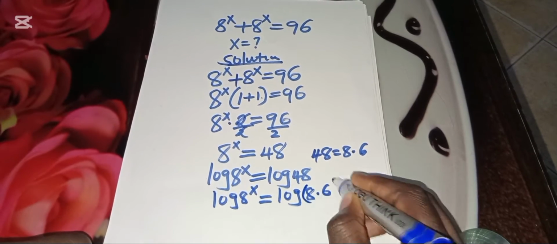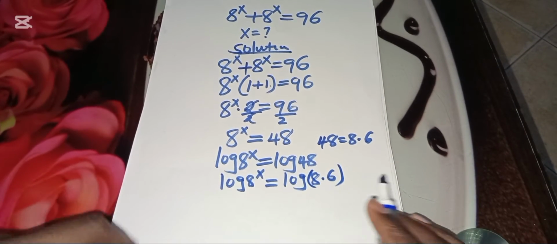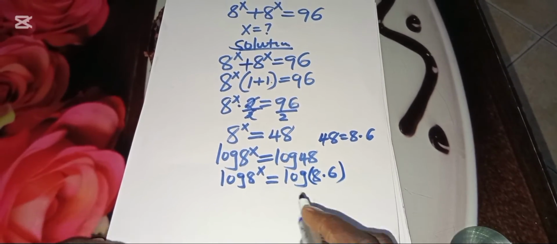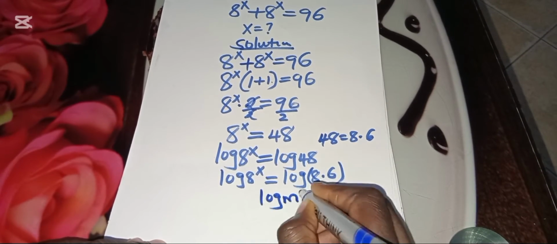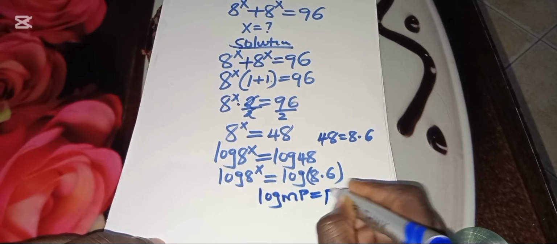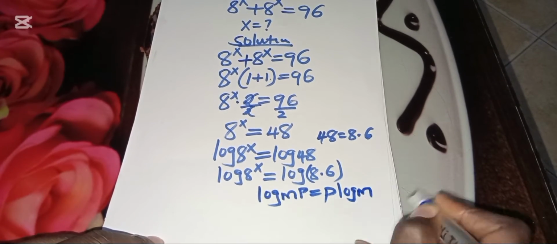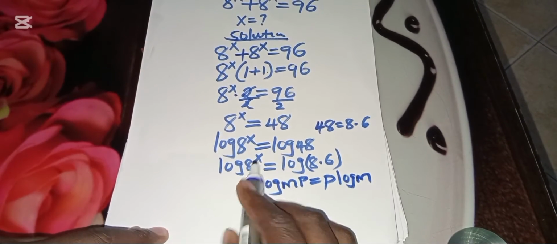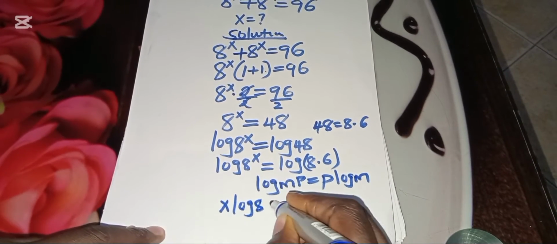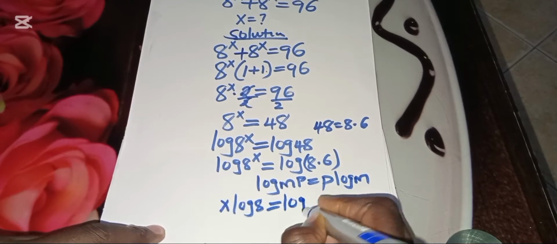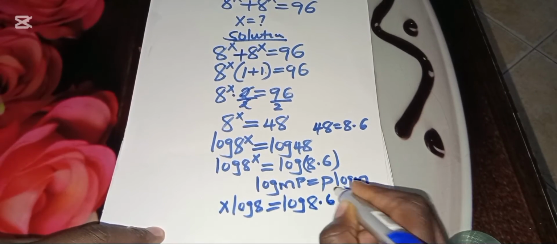Now, applying the logarithm power rule, such that if you have log m raised to power p, this can be expressed as p log m. So that now we are going to have x log 8 equal to log of 8 multiplied by 6.